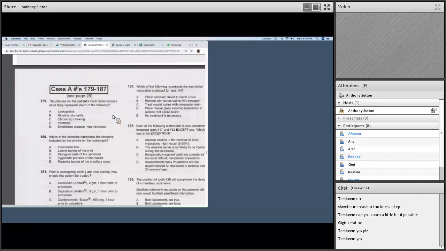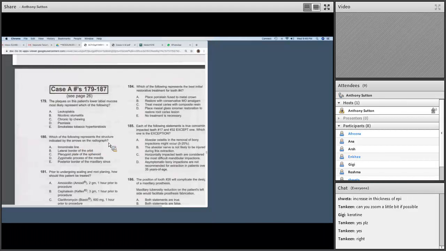Now, A is not the answer because leukoplakia could be an answer. Leukopenia could be a differential diagnosis, but based on the history that they gave us, the fact that he uses smoke and smokeless tobacco leads us to the most probable diagnosis of smokeless tobacco keratosis. Good. All right, next question.